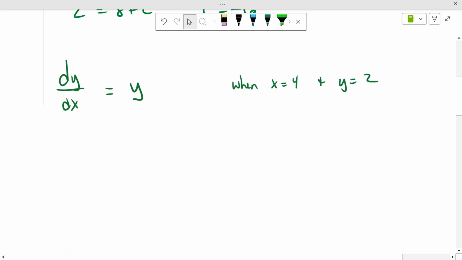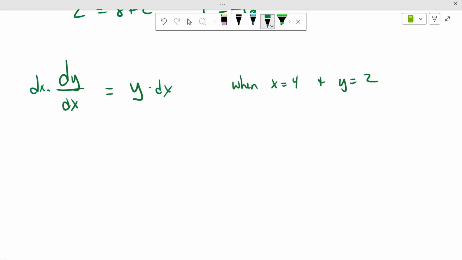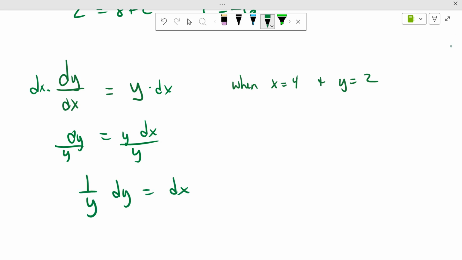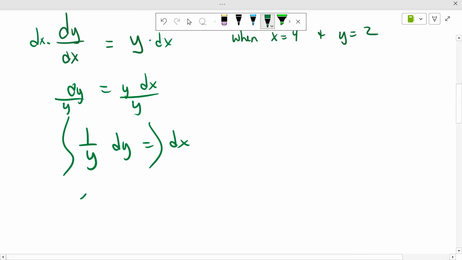Let's do this one. How would we solve this differential equation? You have to multiply by dx and divide by y. So 1 over y dy equals dx. If we integrate both sides, what does the left side of my equation become? ln of y equals x plus c.